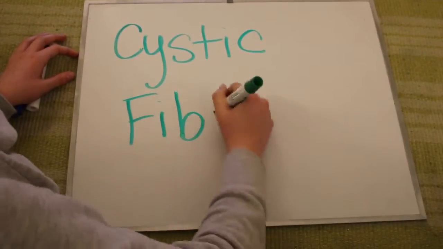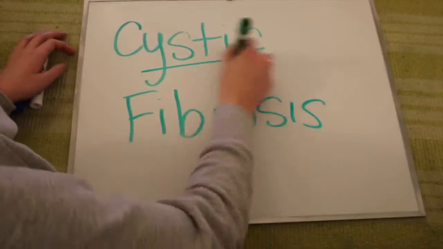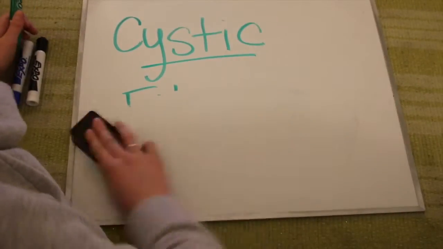Cystic fibrosis is an autosomal recessive disease that is life-threatening, genetic, and causes persistent lung infections and progressively limits the ability to breathe.